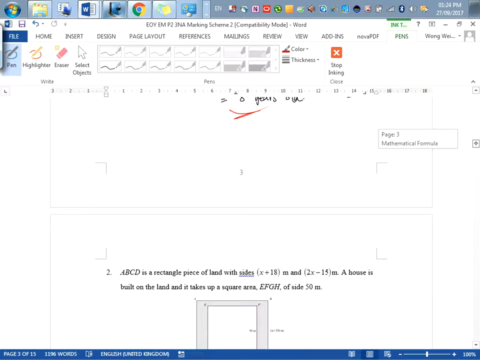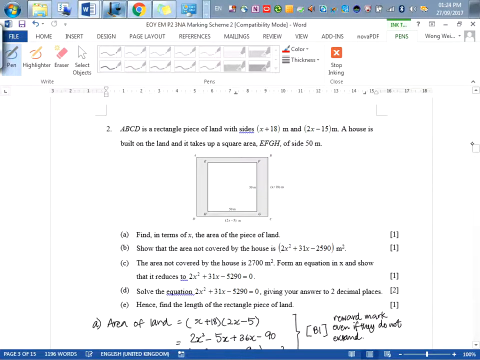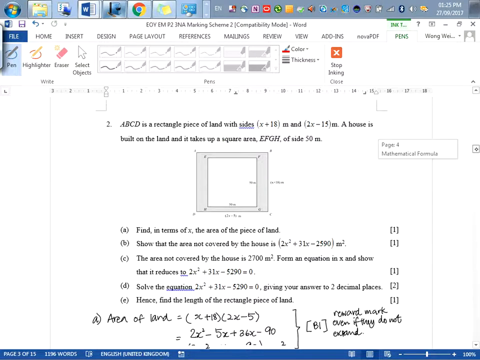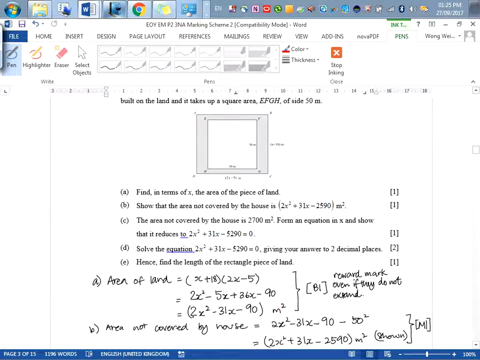Next question. Corrections, you can go and watch the video and do it. Now this is a rectangular piece of land. A house is built on the land, takes up a square area of side 50. So 50, 50, and then we have the big plot of land. Area of the land, we just multiply it. Length and breadth, we get 2x squared minus 31x minus 90. Not going to go through it because it is basics, expansion only.